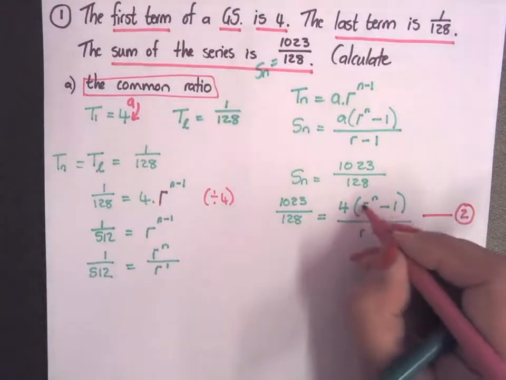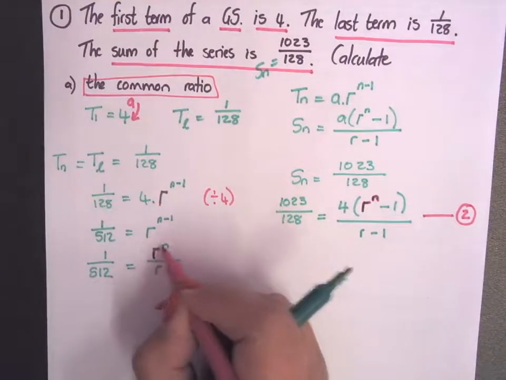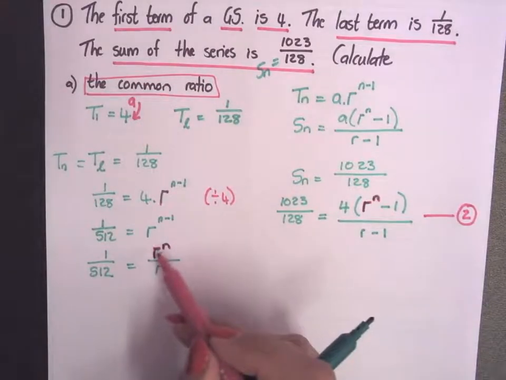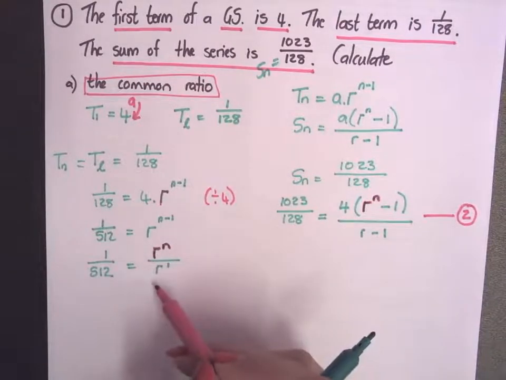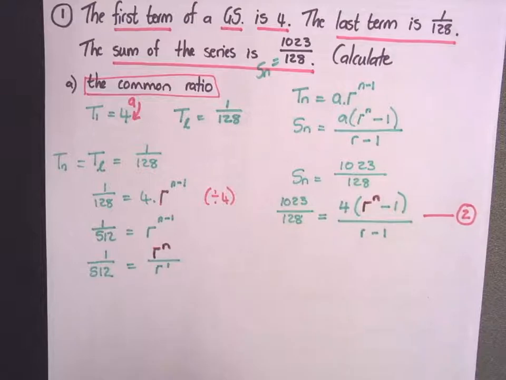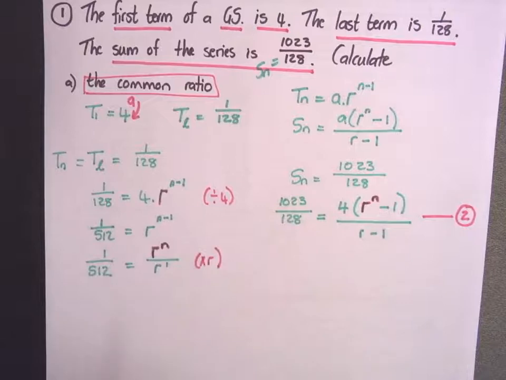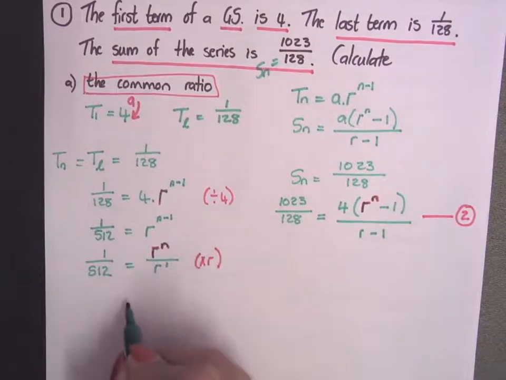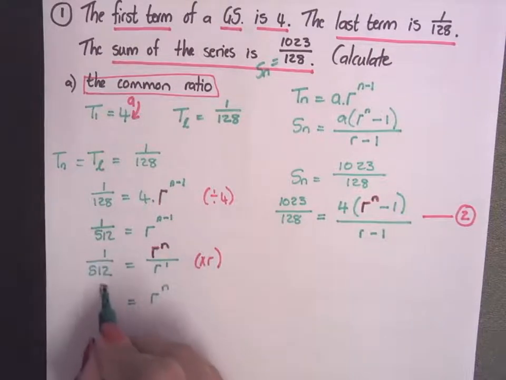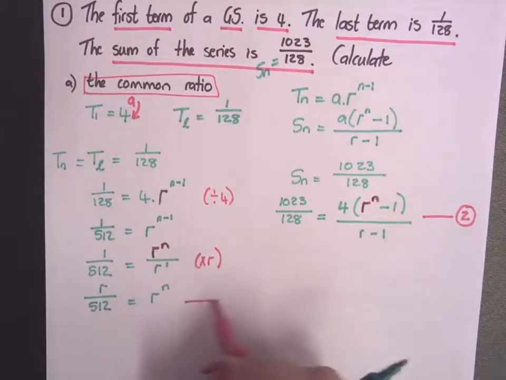Now I see that I have an r to the power of n in this equation, and I see I have an r to the power of n in that equation. So let's get r to the power of n alone in this equation so that I can substitute this value into equation number 2. So I'm going to multiply here with r to get rid of this r. If I multiply with r, I have r to the power of n, and I multiply r here, then I have r over 512. So this is my equation 1.